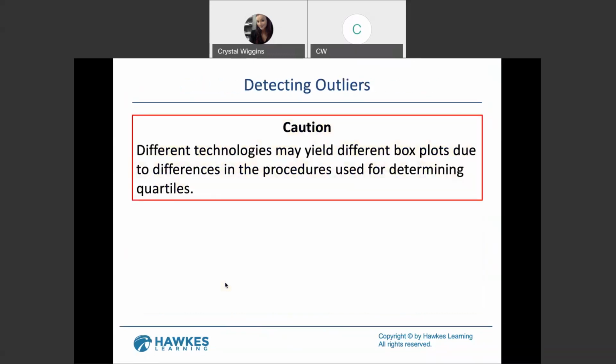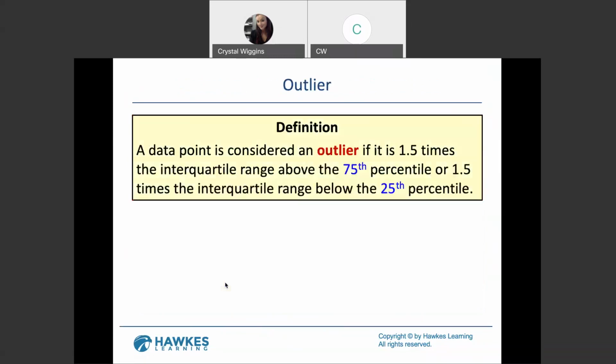Now we're going to use our Rguroo to build our box plots, which I will do in a moment. A data point is considered an outlier if it is 1.5 times the interquartile range above the 75th percentile, and symmetrically, or similarly, 1.5 times the interquartile range below the 25th percentile. That's how we would identify whether a particular data value is an outlier or not.